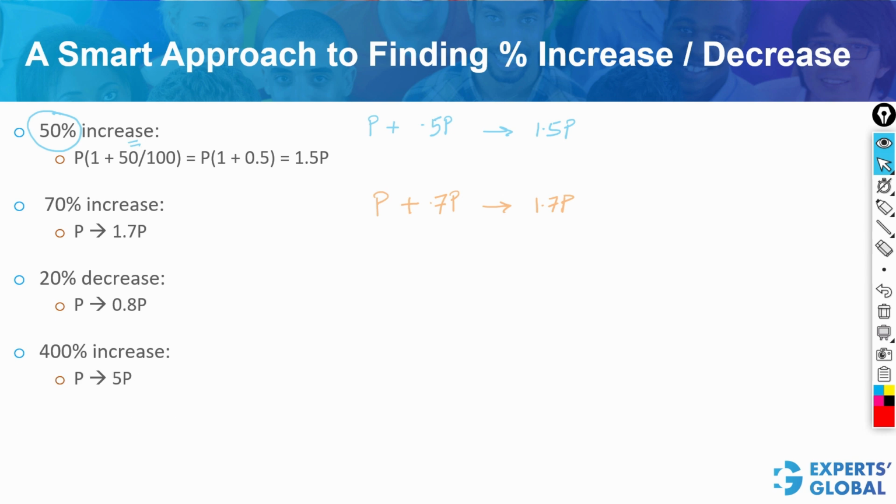Another example, p became 10p. What was the percentage increase? Some students would say 1000%, but that's not correct. The increase is only 9p and therefore 900%.